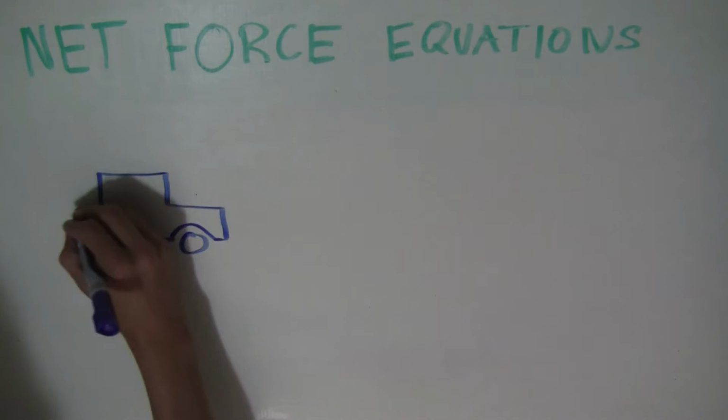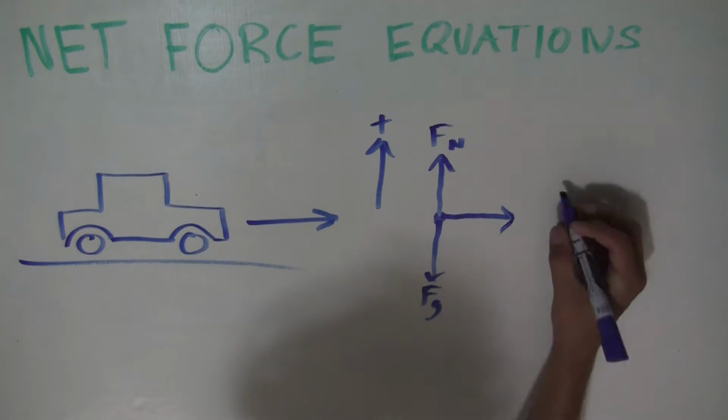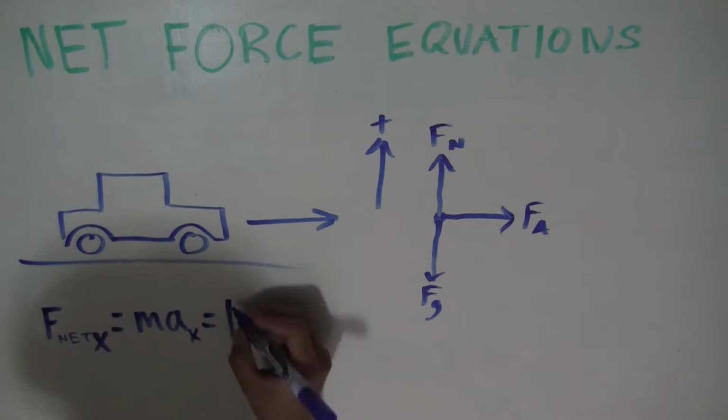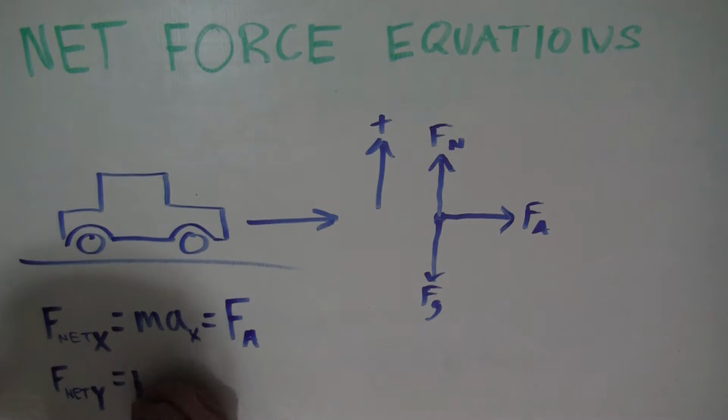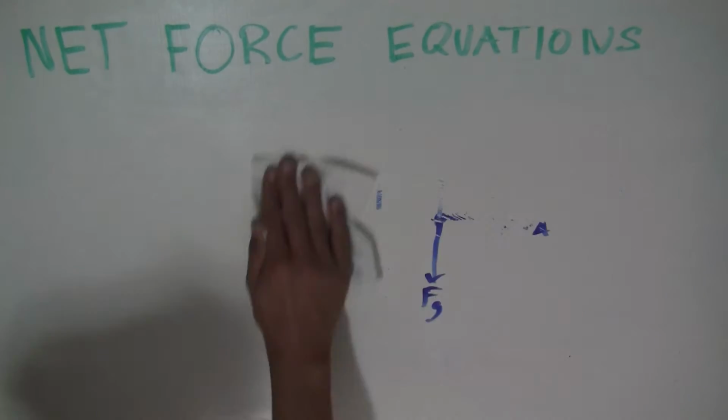Let's say this car is accelerating to the right. First, we draw our free body diagram. Then, since there are forces acting in the y-plane and the x-plane, we have to create two F net equations, one for x and one for y.